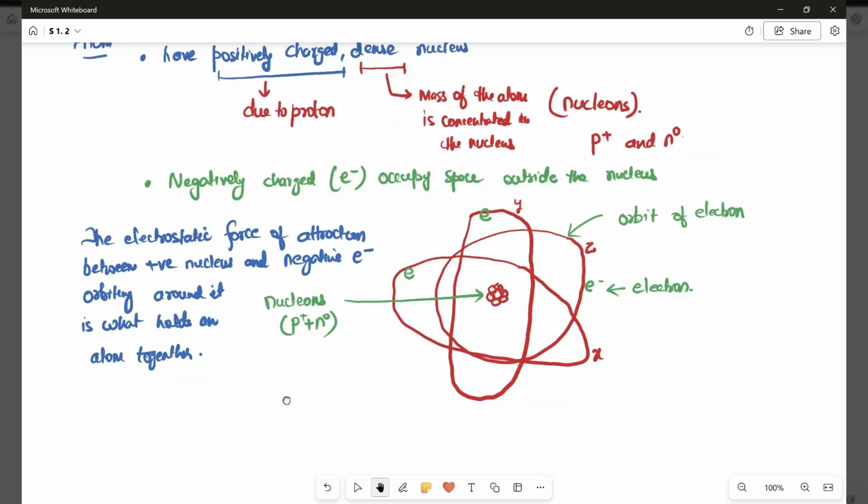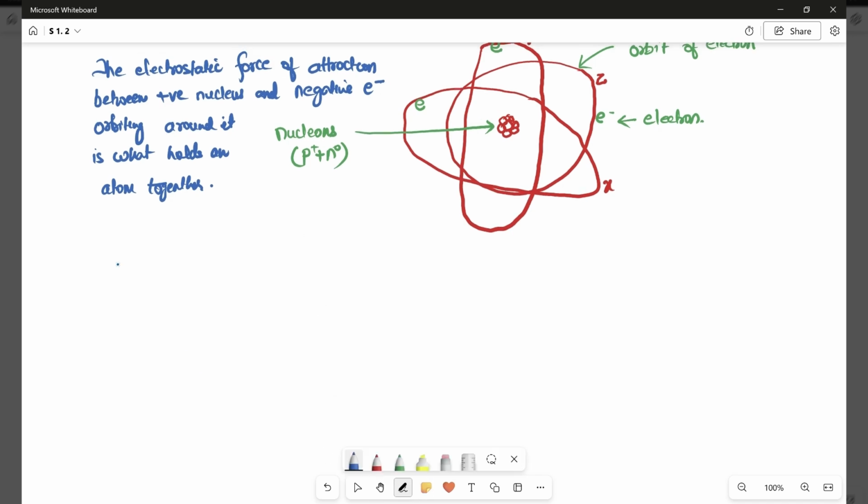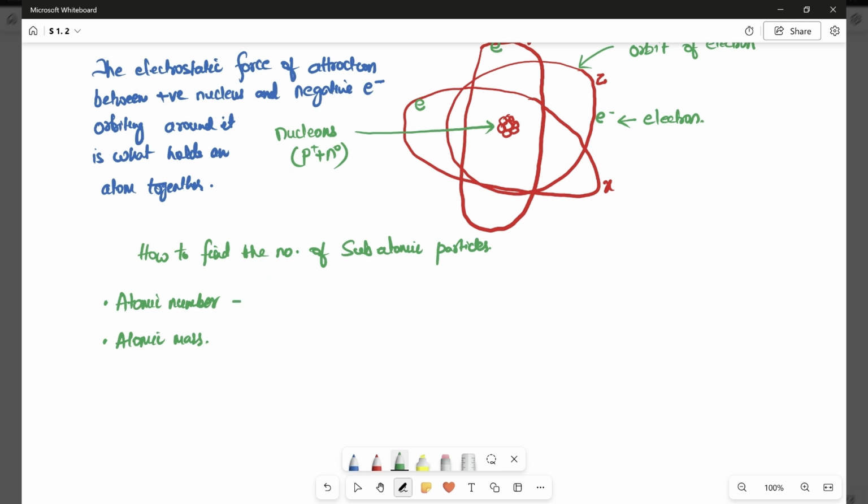Now, let's discuss some mathematical part of it, like how we can find out the electrons, protons, and neutrons in any atom. So, let's take an example of how to find the number of subatomic particles. There are some terms: atomic number, atomic mass, right? Atomic number is actually the proton number. We can define it by saying the number of protons present inside the nucleus of an atom is the atomic number, and this is represented by Z, right?